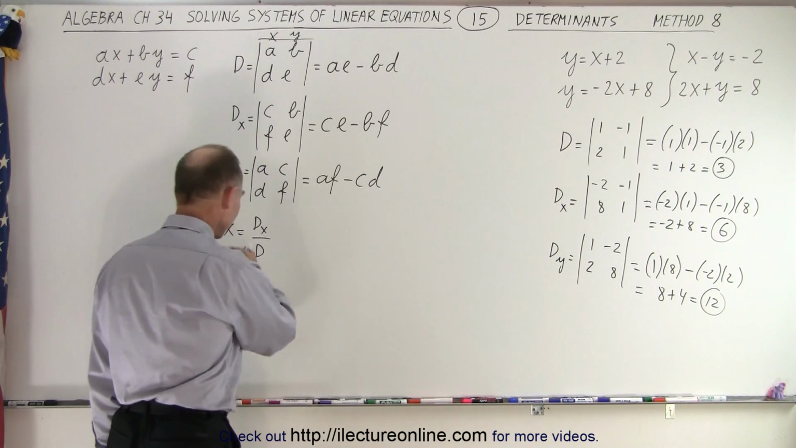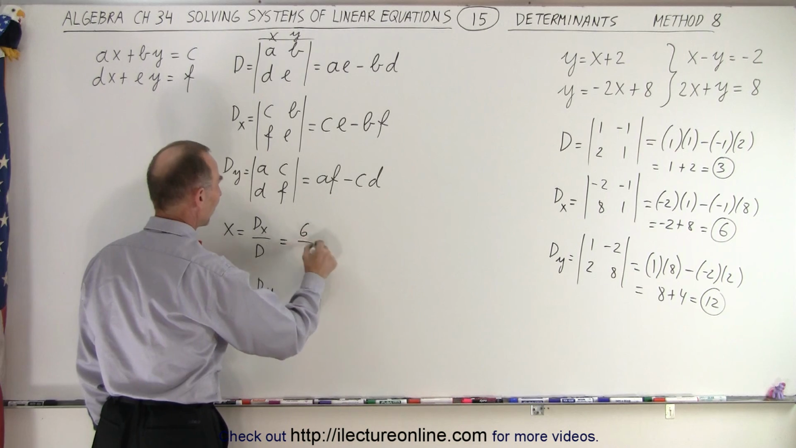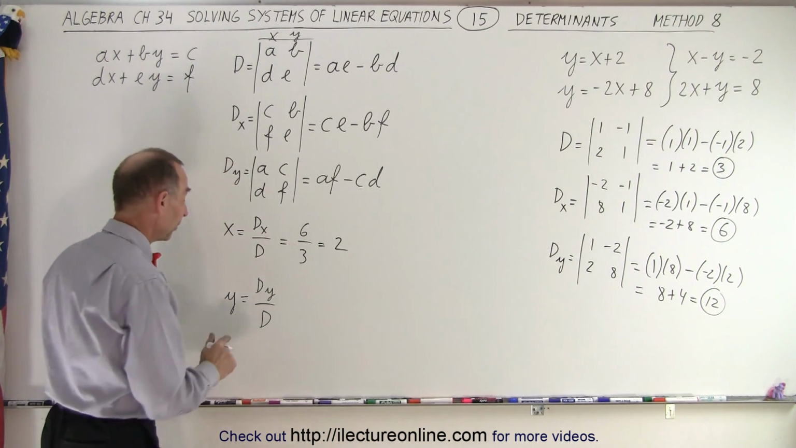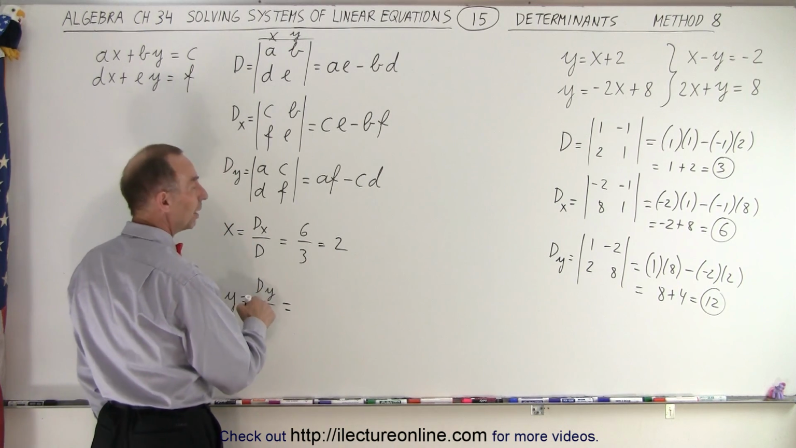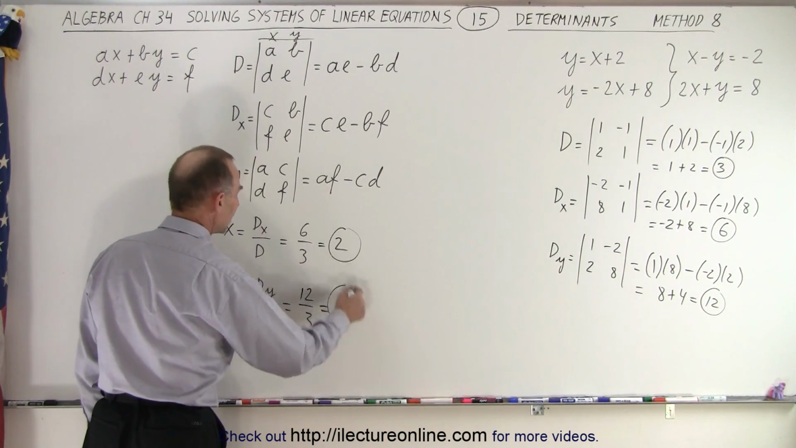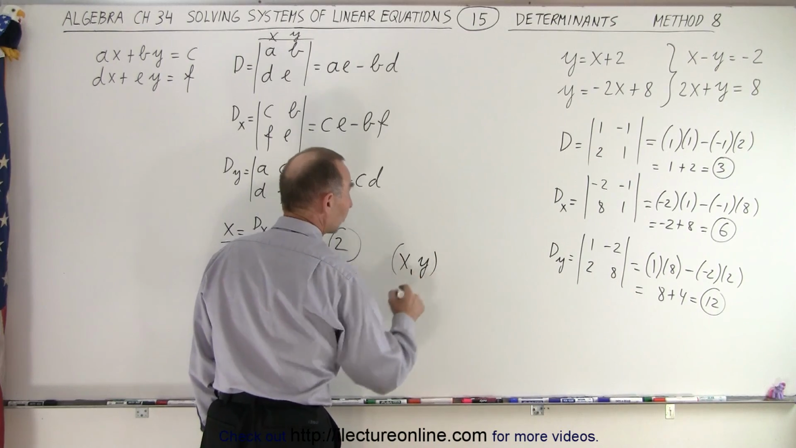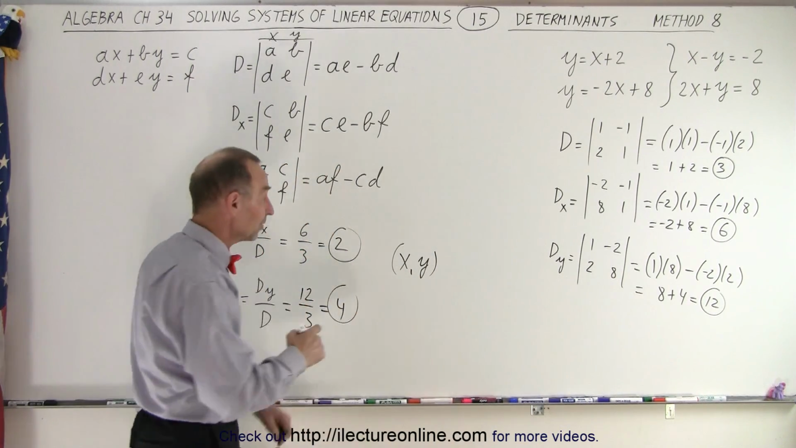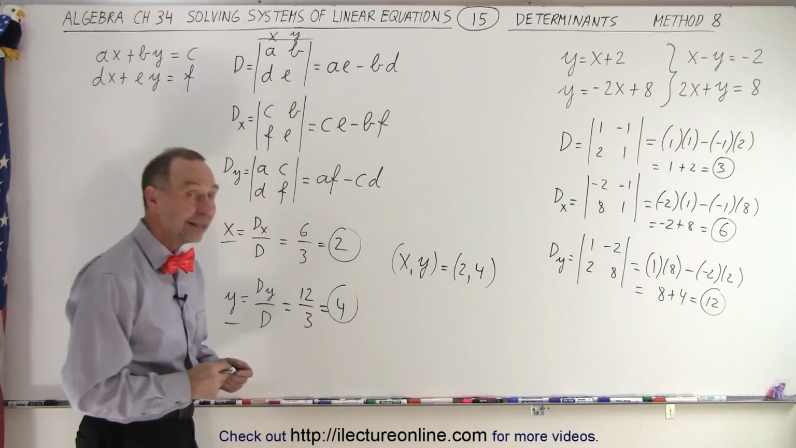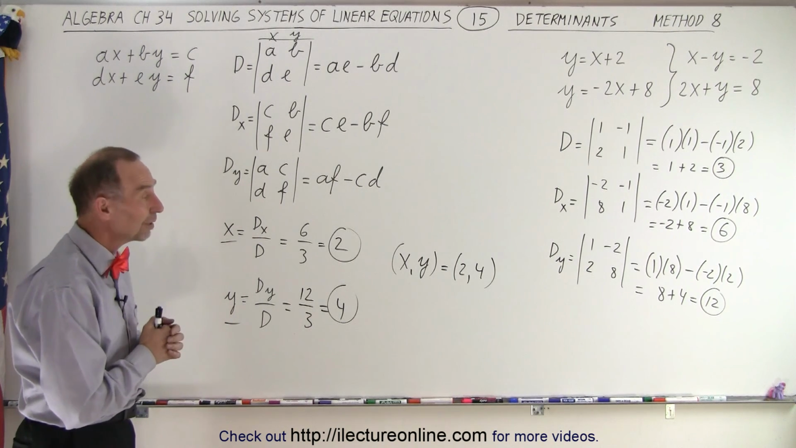Now I'm going to find the values for x and y. So x is going to be D sub x, which is 6, divided by D, which is 3, which is equal to 2. And that looks familiar. That's probably correct. And here D sub y is equal to 12, D is equal to 3, which is equal to 4. Notice that gives me the x and y values. So I can say that x and y, the coordinates where the two lines cross, is equal to 2 and 4. And that is how we use determinants to solve for a system of linear equations.